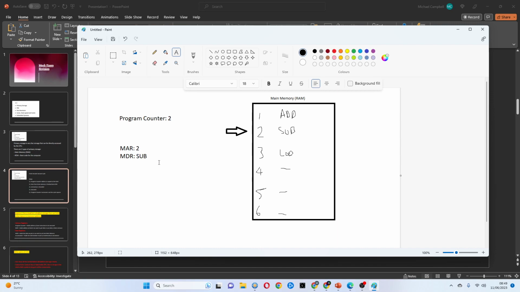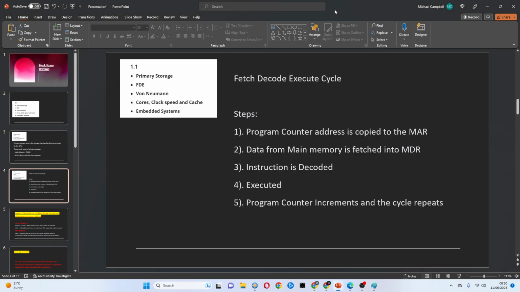Right? And then of course you decode, execute, and then before you repeat the cycle, you would increase that by 1 so that it would move on to the next instruction. I have done a more detailed version of this on my other video, but I'll be honest with you, the exam questions don't tend to be very hard on this topic, which we'll see later when I go through all the exam questions. So there's the actual steps.